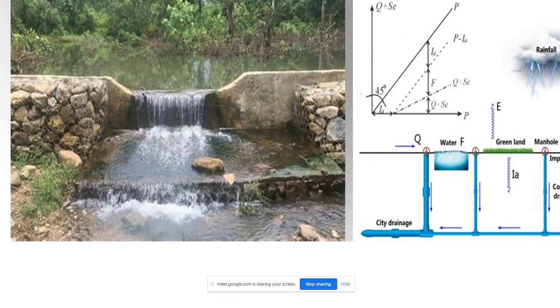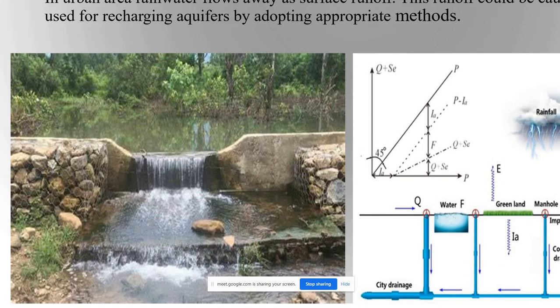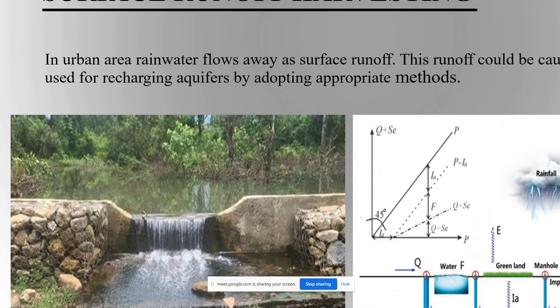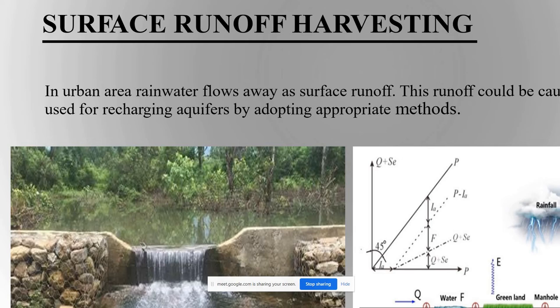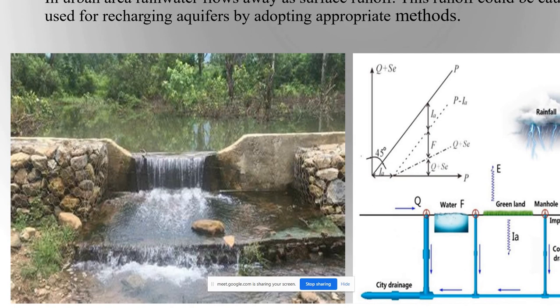Surface runoff harvesting: in urban areas, rainwater flows away as surface runoff. This runoff could be caught and used for recharging aquifers by appropriate methods.